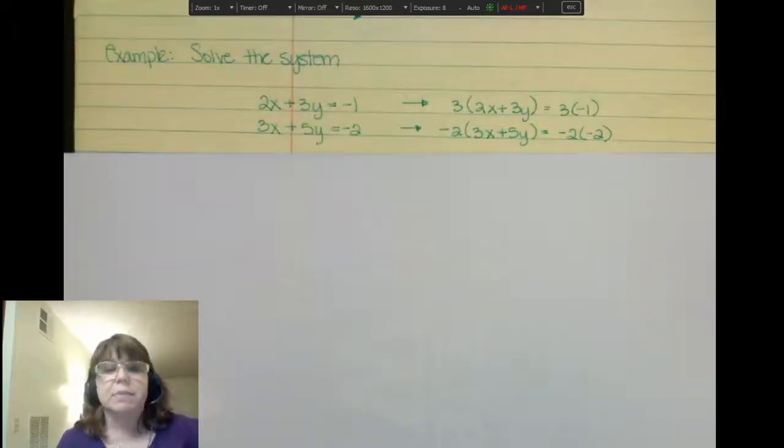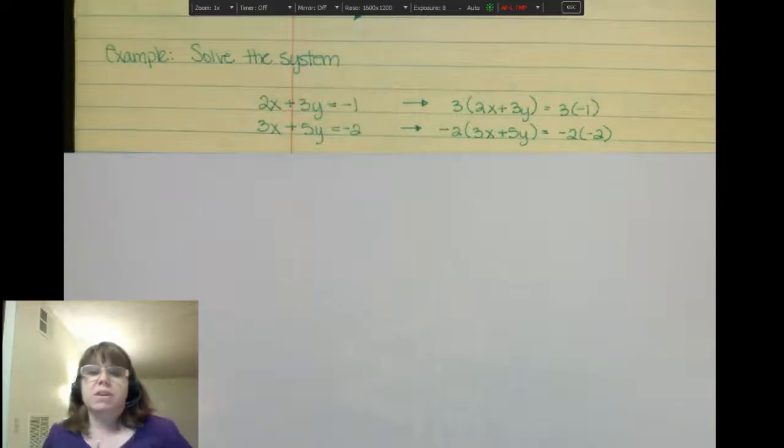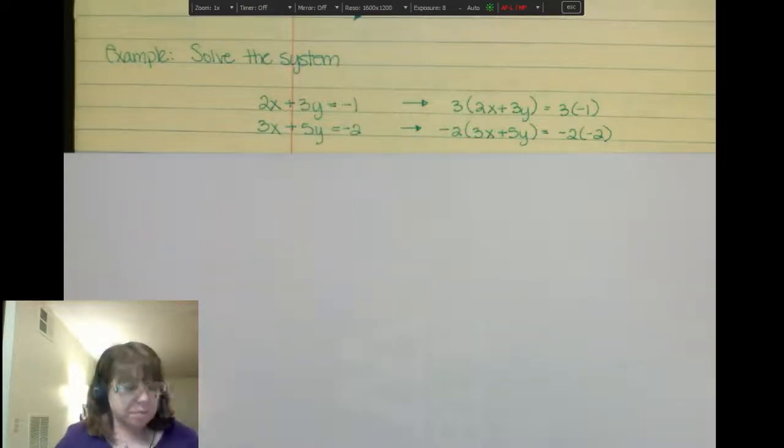Now in the previous examples, we've only had to manipulate one of our equations to be able to get one of our variables to be eliminated. Occasionally that's not the case. Sometimes we have to manipulate both equations to be able to eliminate one of the variables. So here's the secret. You just decide which variable you want to eliminate. It doesn't matter if you eliminate the x's, it doesn't matter if you eliminate the y's. You decide.